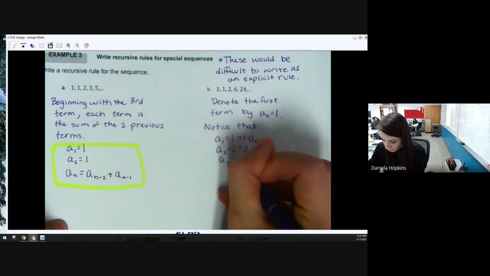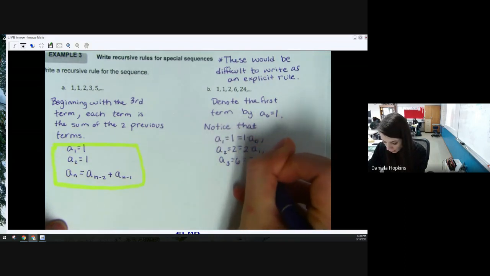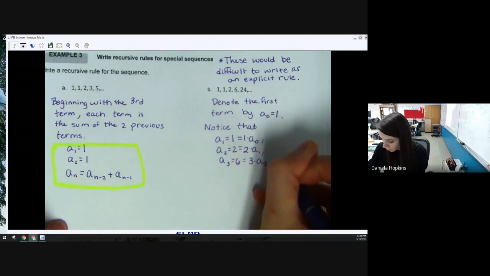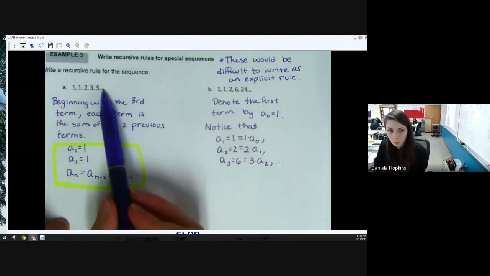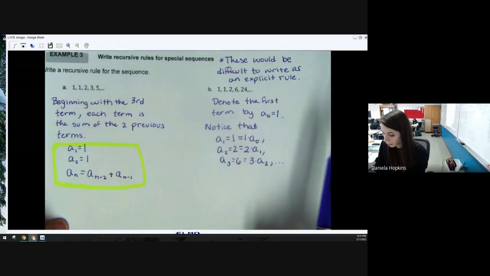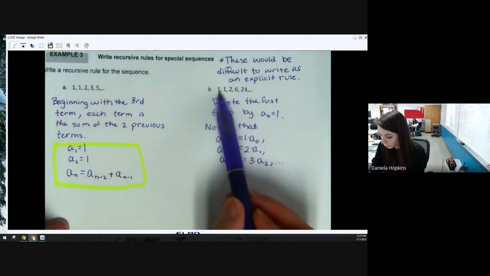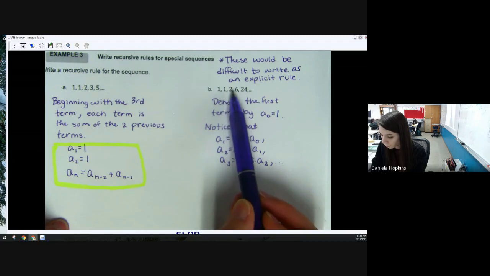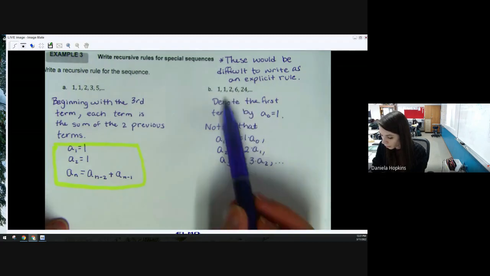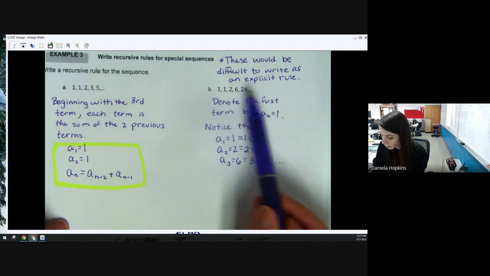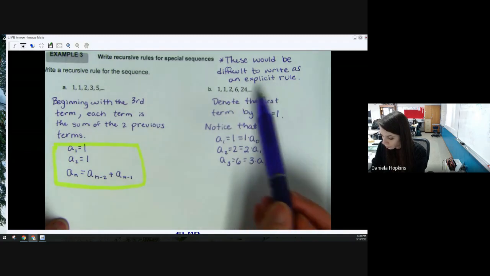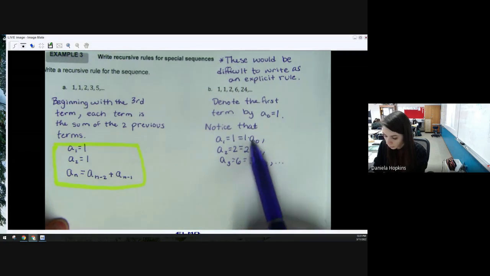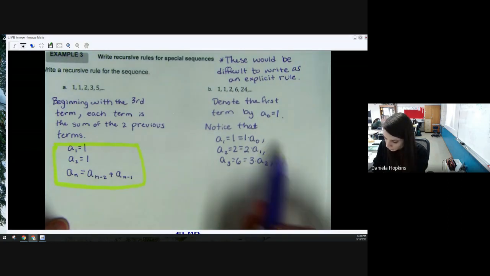A3 is equal to 6, which we could rewrite as 3 times A2, and so on. So basically, instead of adding in this pattern, we're multiplying in this one. So you can see that these two previous things would be 1. No, this one. 1 times 1 is 1. And then you have 2, which is 2 times, and we're increasing this number here. And this is like our space.